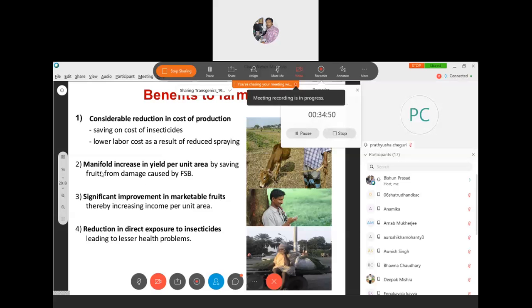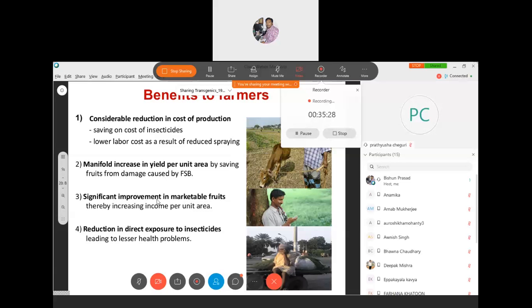Then there is a manifold increase in the yield per unit area. If we use transgenic plants, our yield will increase because there is less damage by the fruit and shoot borer or any other insect and pest, so we can get more yield. Then there is a significant improvement in the marketable value. If there is no damage in the fruit and our brinjal looks good, the farmers will get more money for it.